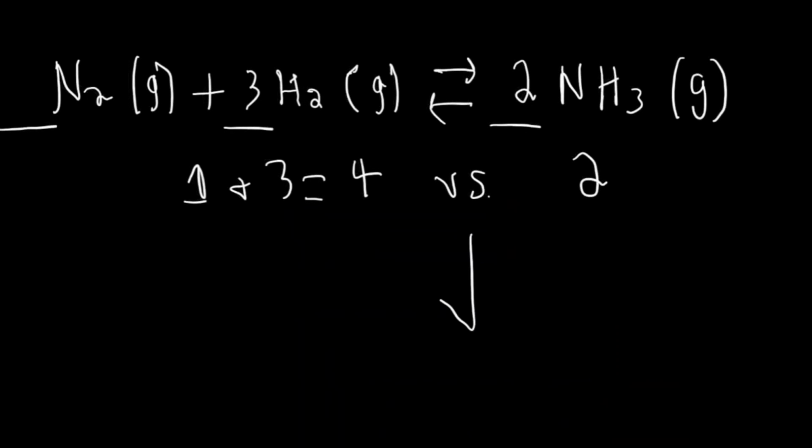Now, if there is a decrease in pressure, the reverse reaction would be favored because it would create more molecules of gas, lessening the effect of the decrease in pressure. The equilibrium would shift left.